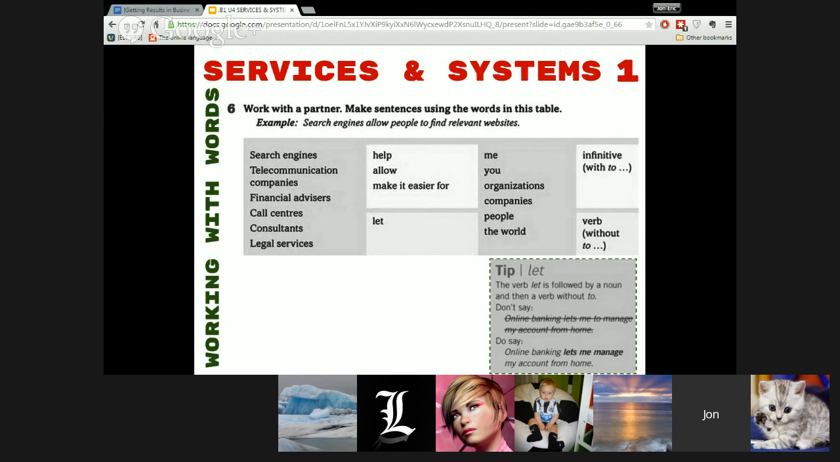Good pronunciation. Advisors. Lena, call centers. Call centers help people to get information. To get information about relative subjects or topics. About? Sorry, about relative subjects. Don't like relative subjects. Don't like that word. Relative. I don't know what that means.